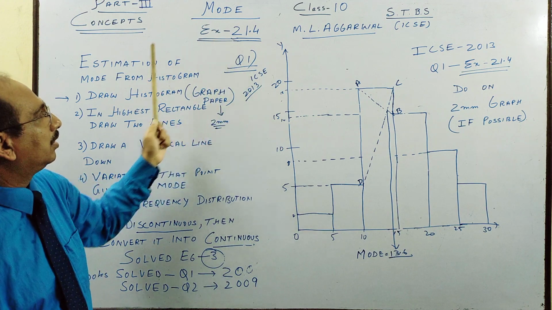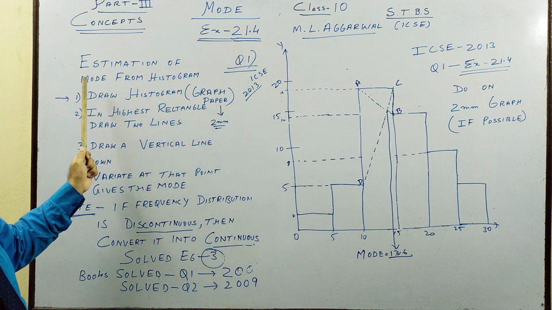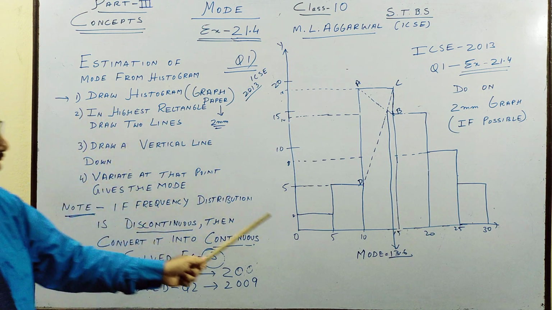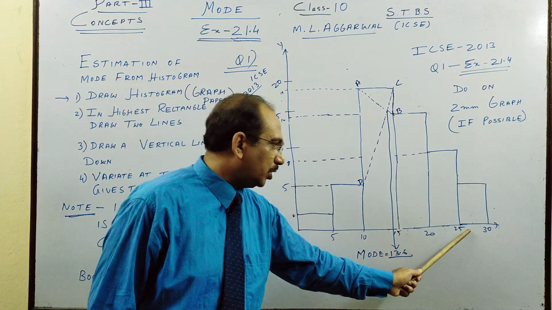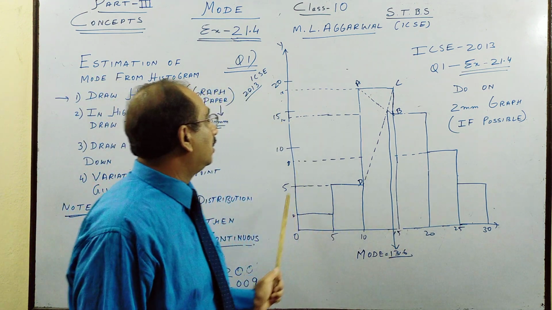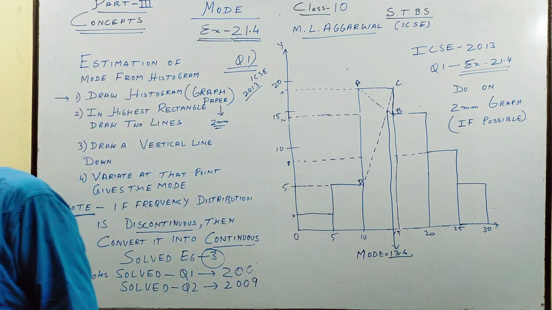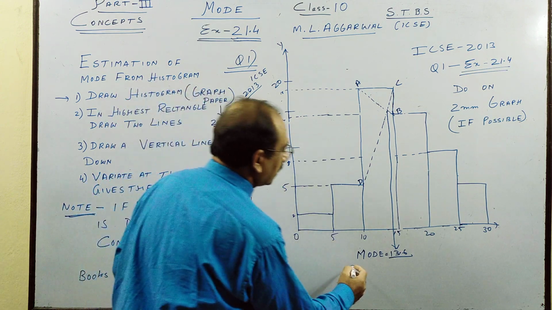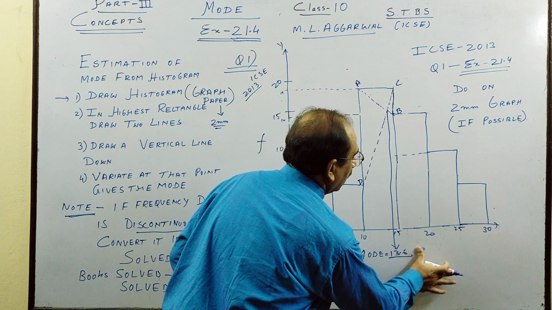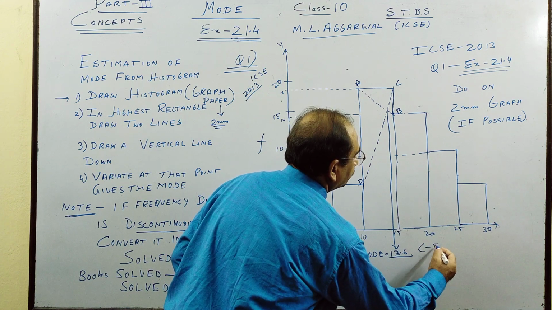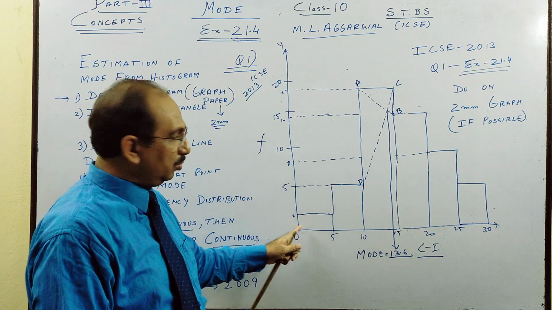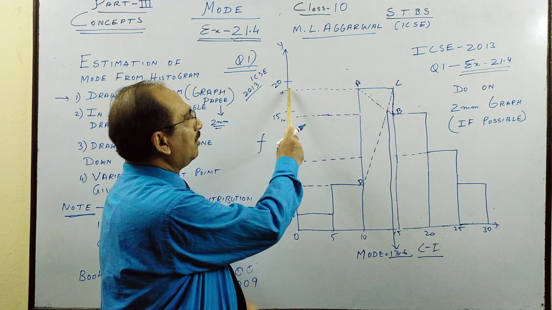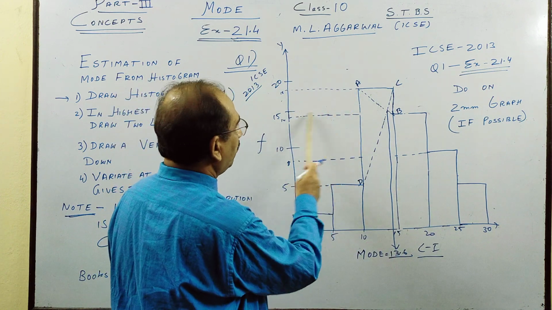Okay, now, estimation of mode. First thing, you draw the histogram. Second thing, in the highest rectangle, we draw the lines. So here we have up to 30: 0, 5, 10, and here we have frequency, up to 20. This is frequency and this is class interval. For 0 to 5 we have 2, 5 to 10 we have 5, 10 to 15 we have 18, and 15 to 20 we have 14.